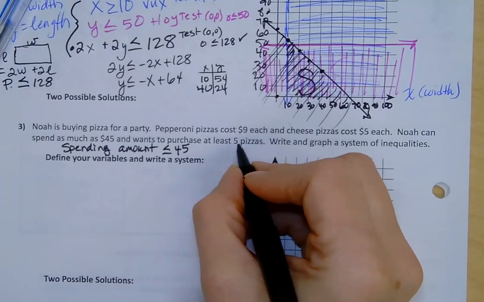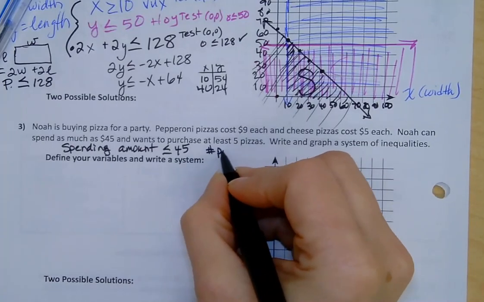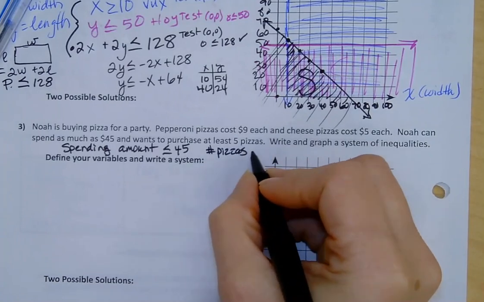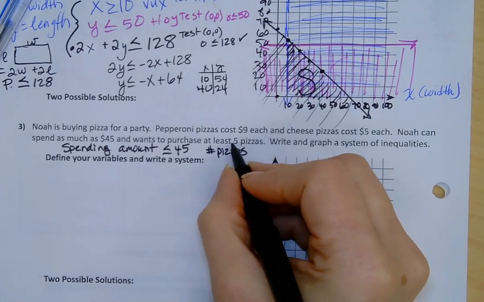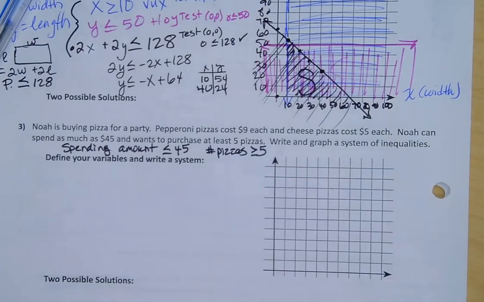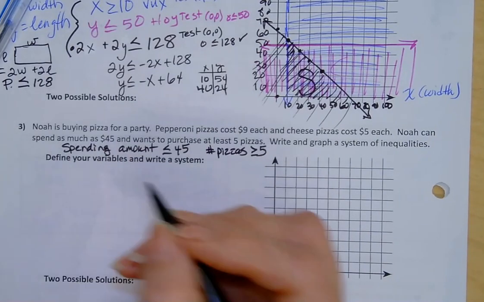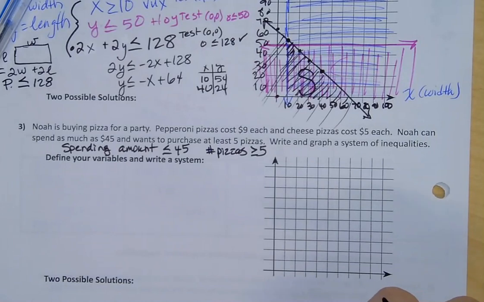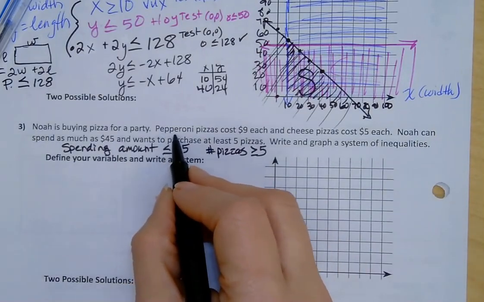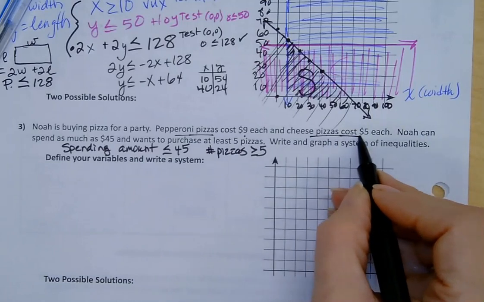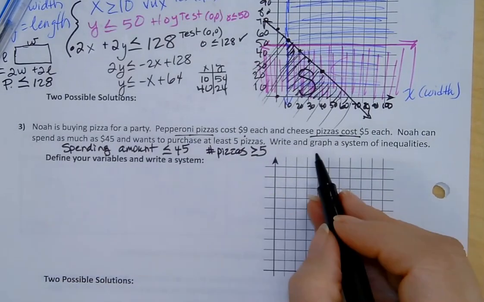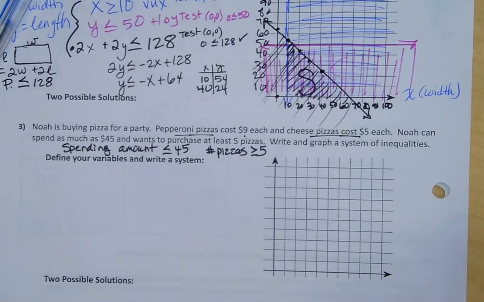Okay, and he needs at least 5 pizzas. So the number of pizzas he needs could be 5, at least 5. Could it be 4? No, it has to be greater than or equal to 5. All right, so we're going to write and graph a system of inequalities. I've got information about pepperoni pizzas and how much they cost, and cheese pizzas and how much they cost. There's no specific question. We're just going to write out the whole system.